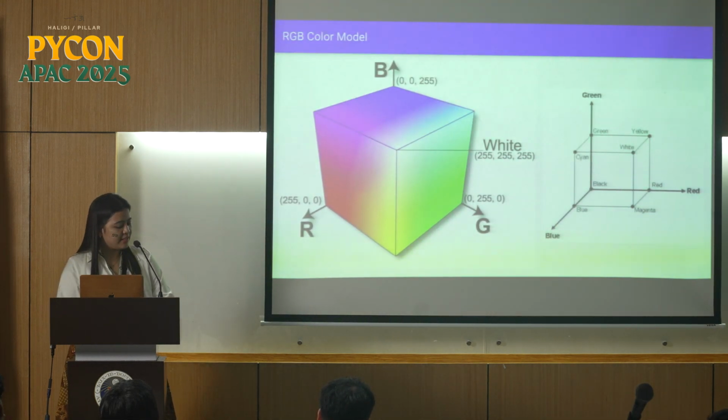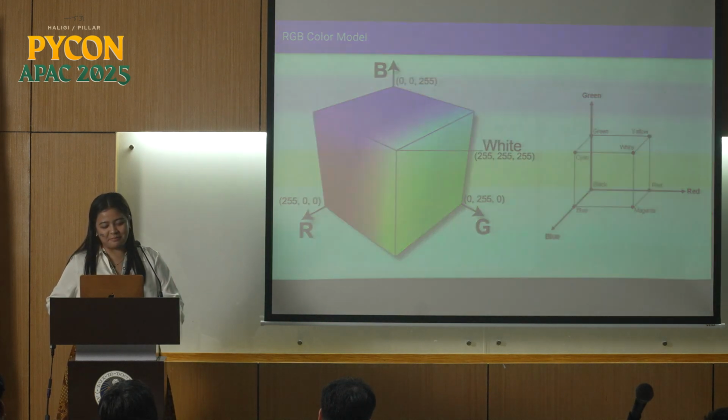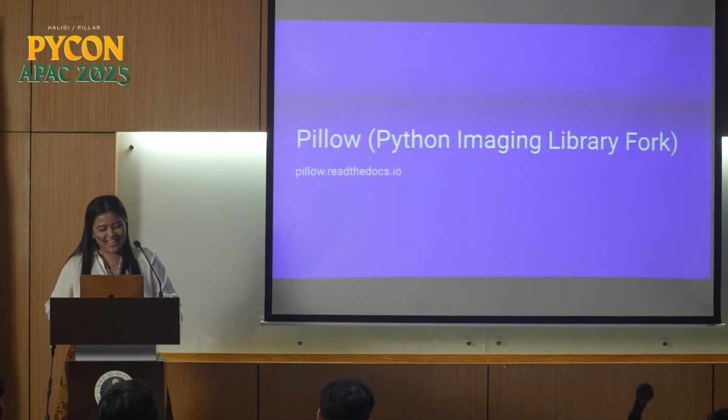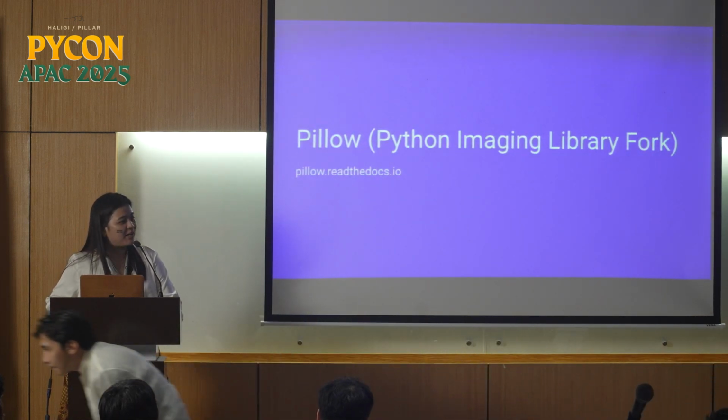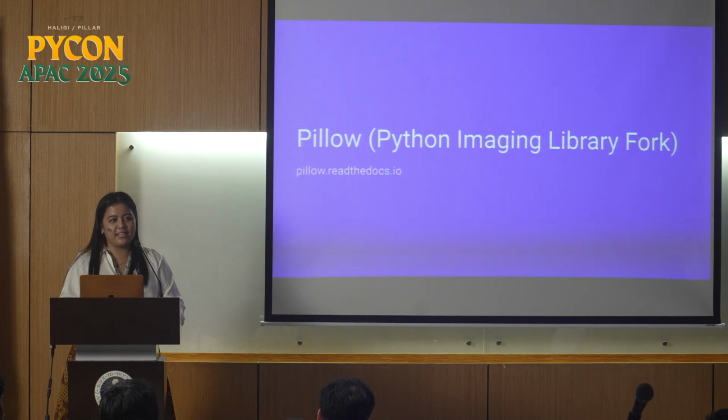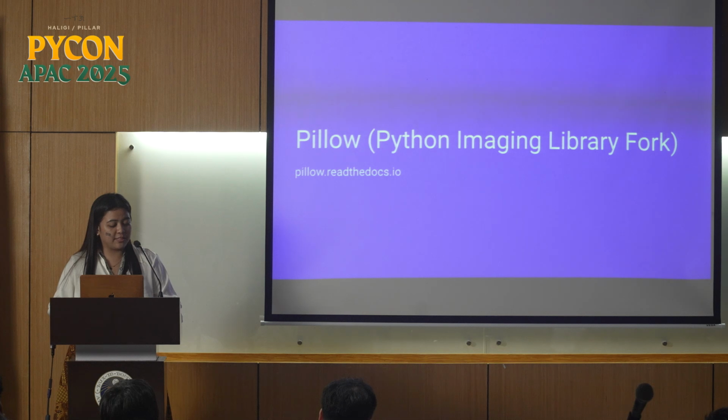So here is an image which explains how RGB color combos work. And we can see how mixing all of these colors create a multitude of other colors. So now we have Pillow. This is basically a fork of PIL, and the documentation is at pillow.readthedocs.io. And it's basically PIL plus plus plus plus.